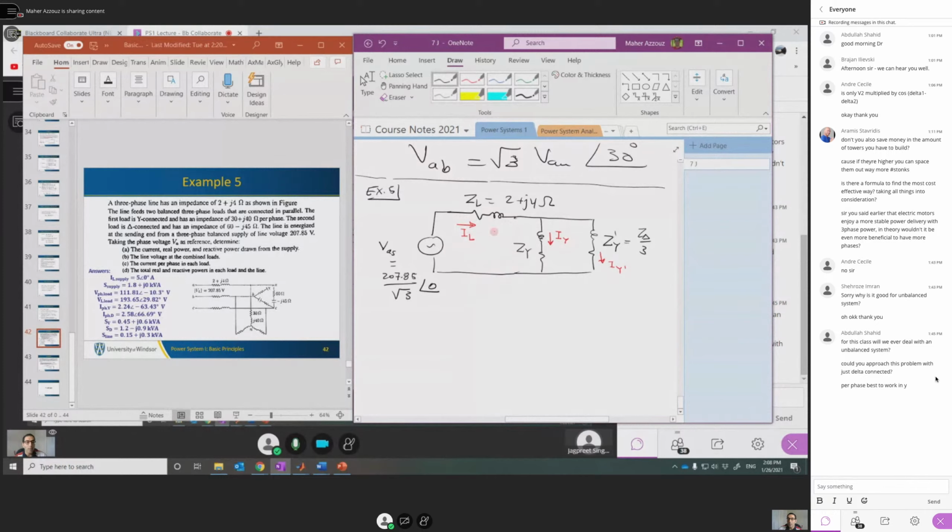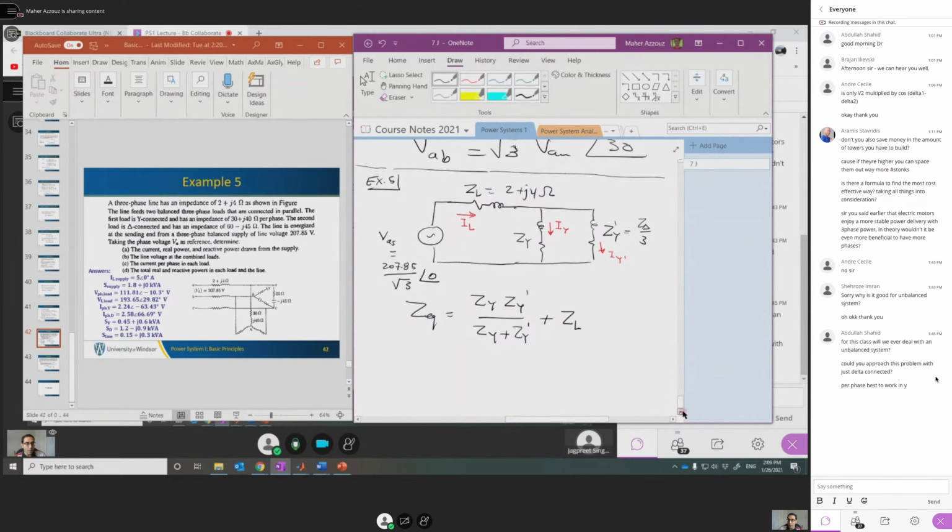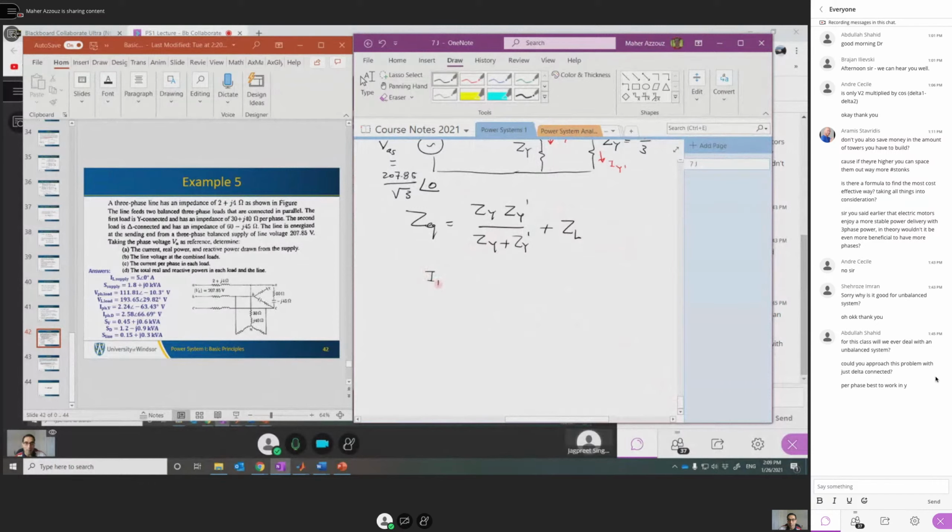To get the total current, you need to get the equivalent impedance of this circuit. So Z equivalent is ZY times ZY dash over the summation, because these two loads are connected in parallel, and the equivalent impedance is in series with the line impedance. Now you can calculate the line current of the supply. This is going to be the voltage divided by the equivalent impedance. This is going to be 5 with angle 0 amp. This is the first step.